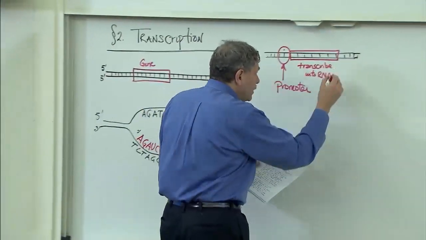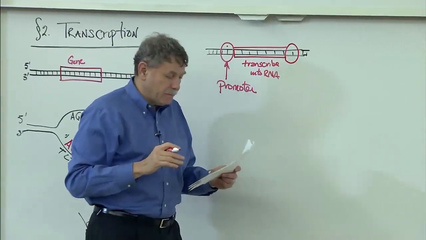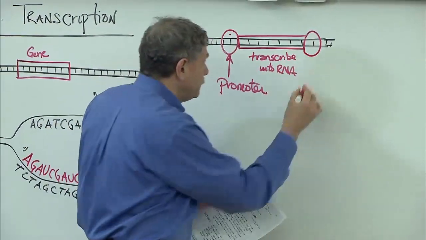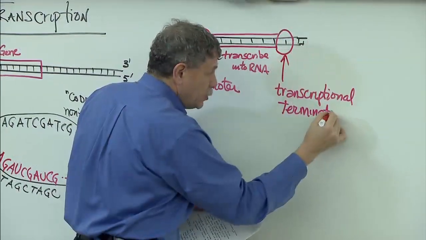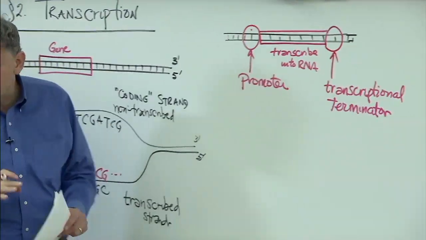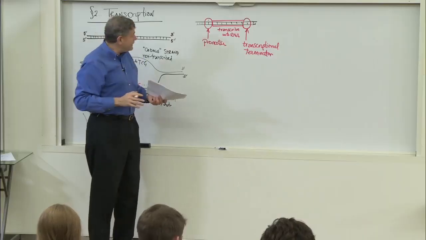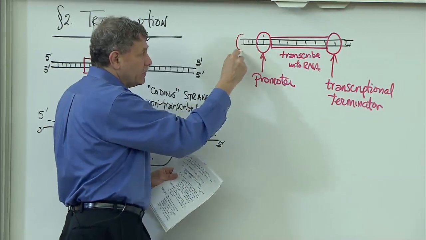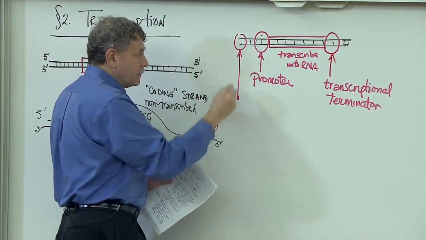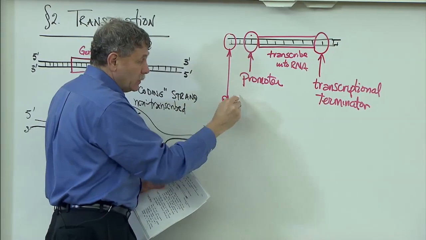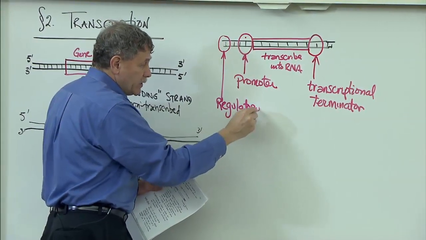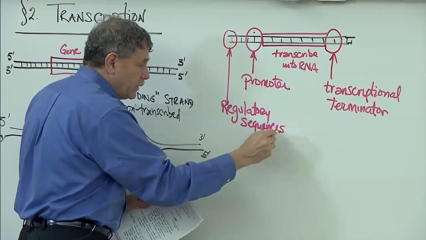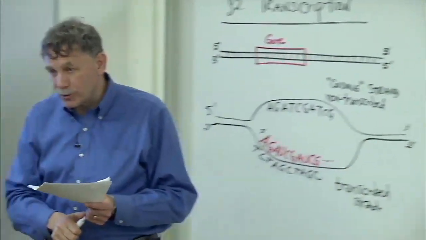There's a place where it terminates. And that's called the transcriptional terminator. And those are specified by sequences in the DNA. In addition, there are regulatory sequences. And we'll talk more about that soon, but regulatory sequences that may tell the cell when to transcribe this gene.